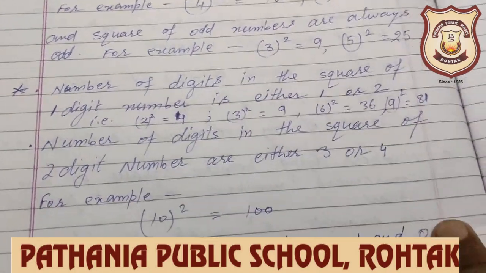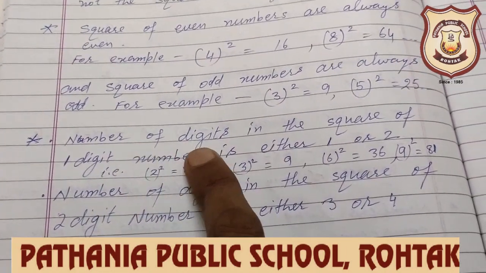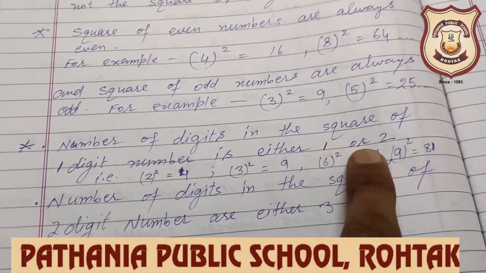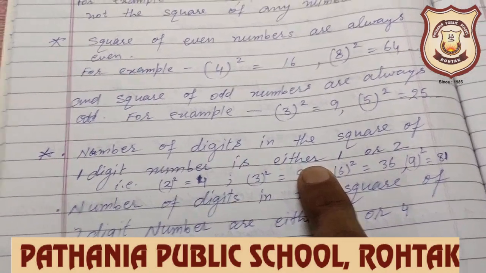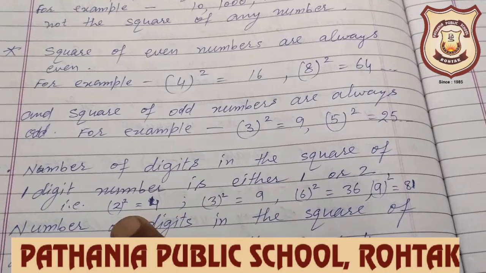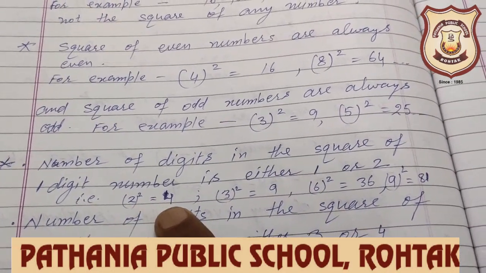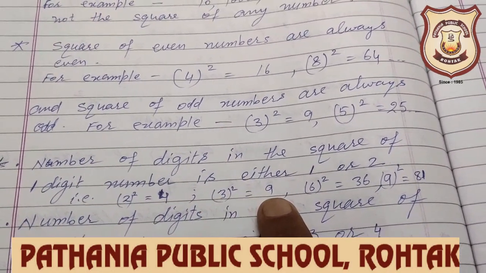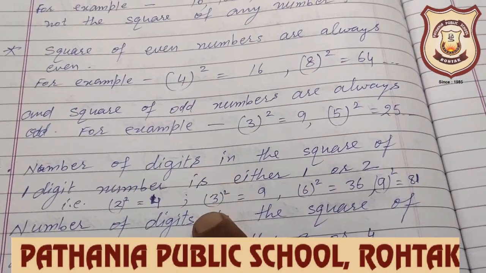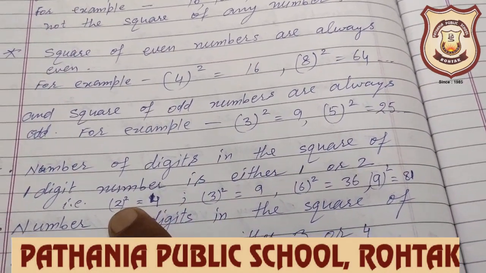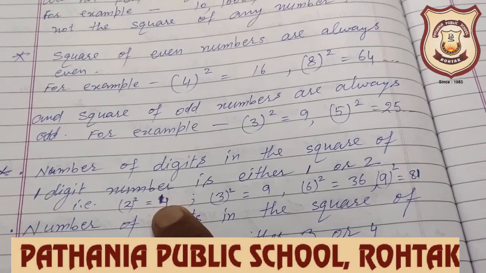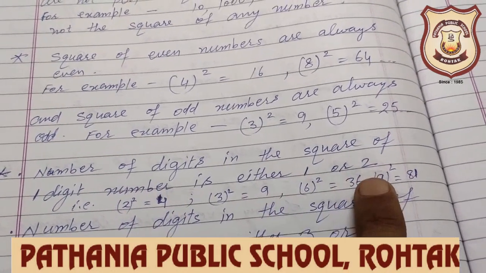So the squares of even numbers are always even and the squares of odd numbers are always odd. Next thing, the number of digits in the square of a one digit number is either 1 or 2. Suppose a one digit number is there, just like 2. So 2 square is 4, 3 square is 9, 6 square is 36. So what I told you is, if a one digit number is there, then the square of that number has either 1 or 2 digits.